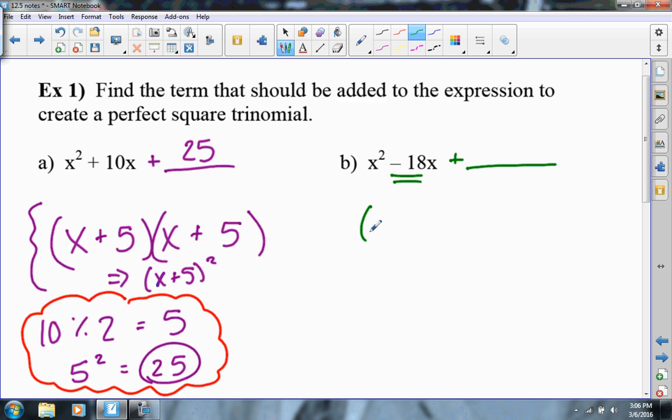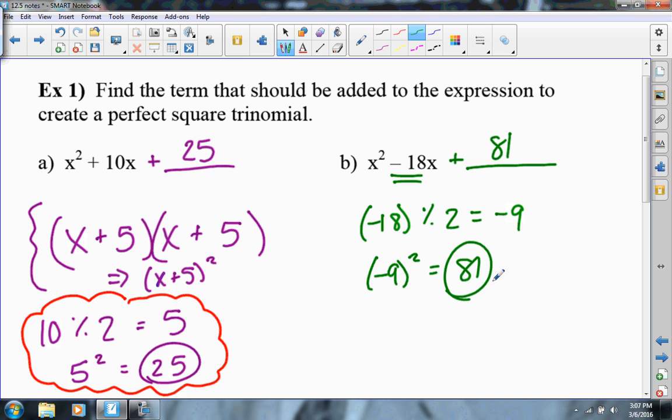But really, we want to take negative 18 and divide it by 2. So that way we get negative 9. And then we'll take negative 9 and square it. So negative 9 times negative 9 is 81. So that is the value that we want to add on at the end of our binomial to make it a perfect square trinomial.